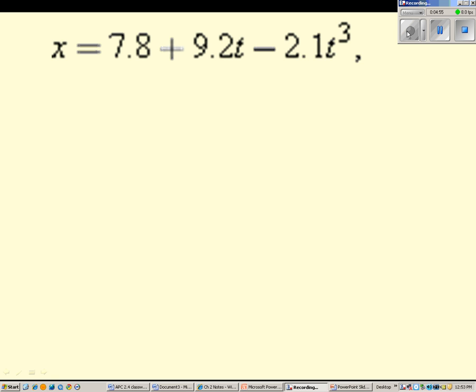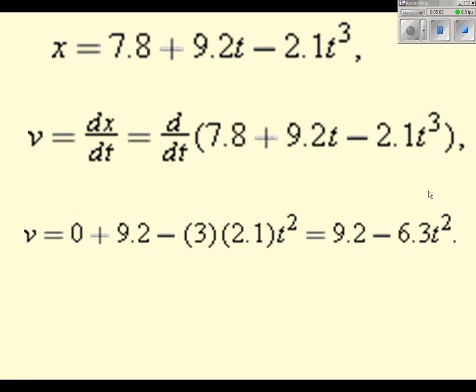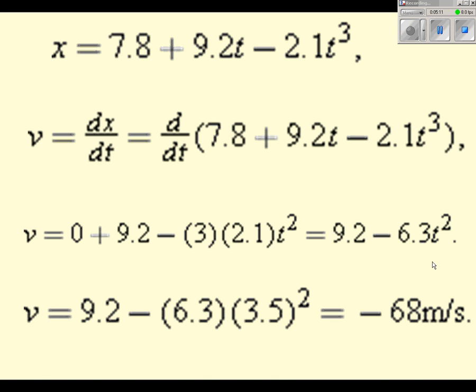We have our position versus time function. We take the derivative of it, which comes out to be 9.2 minus 6.3t squared. We then plug in 3.5 for our t value, and our answer ends up being a velocity of negative 68 meters per second. Now the question was, is the velocity constant? Well, it's not constant because every time you plug in a new time, the velocity is going to be different. So our velocity is always changing as the time is changing.